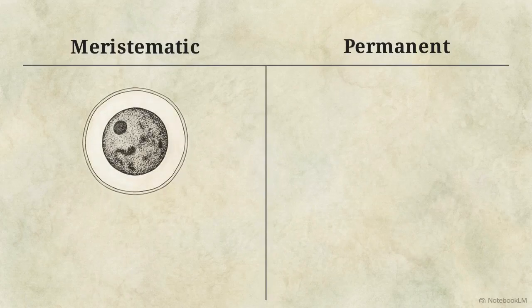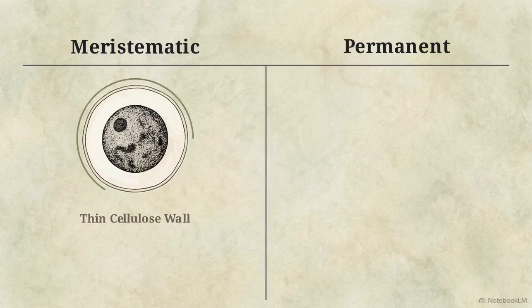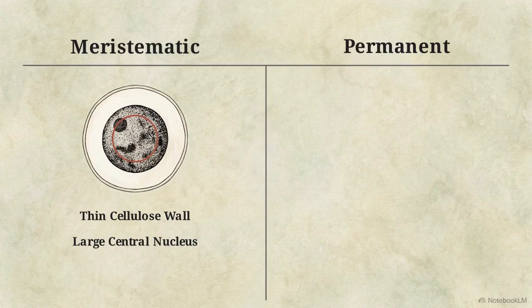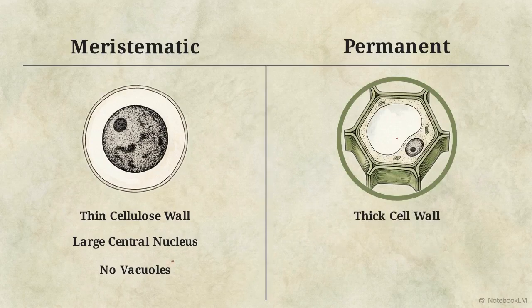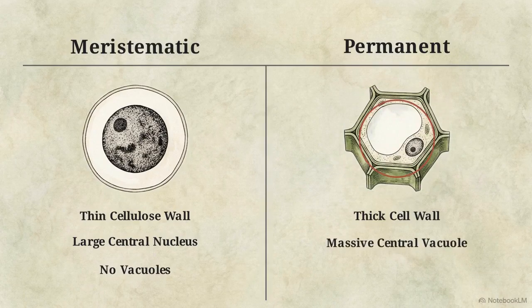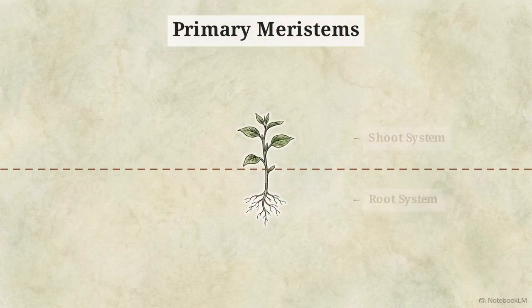On the left, the youthful meristematic cell has a very thin cellulose wall, a massive central nucleus to control rapid division, and absolutely no vacuoles. On the right, the adult permanent cell has built a thick cell wall. Its metabolic rate has dropped, and a massive central vacuole has inflated, pushing the cytoplasm to the extreme edges of the cell. Focusing first on meristems, we divide them based on their origin and function.